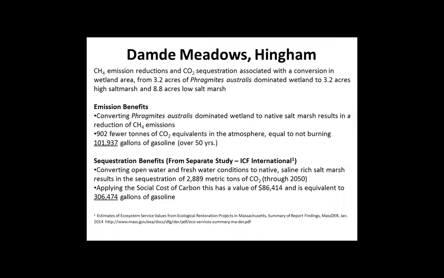Just by chance, and this is not something that the calculator will actually give you, we looked at the sequestration benefits of this site through another contract with ICF International, and we found that the carbon sequestration benefits in the healthy salt marsh soils were equivalent to about 3,000 metric tons of carbon dioxide. And if you apply the social cost of carbon to that, the equivalent can be translated into dollars, in this case around $100,000, and into gallons of gasoline. So at this site, Damon Meadows in Hingham, we actually have the benefits of looking at both the emission benefits and the sequestration benefits. Just to stress, though, that the calculator is focused 100% on the emission side, but we wanted to show you this information because it underscores the real benefits of coastal wetland restoration, both in terms of greenhouse gas emission reduction, primarily methane in this case, as well as sequestration.